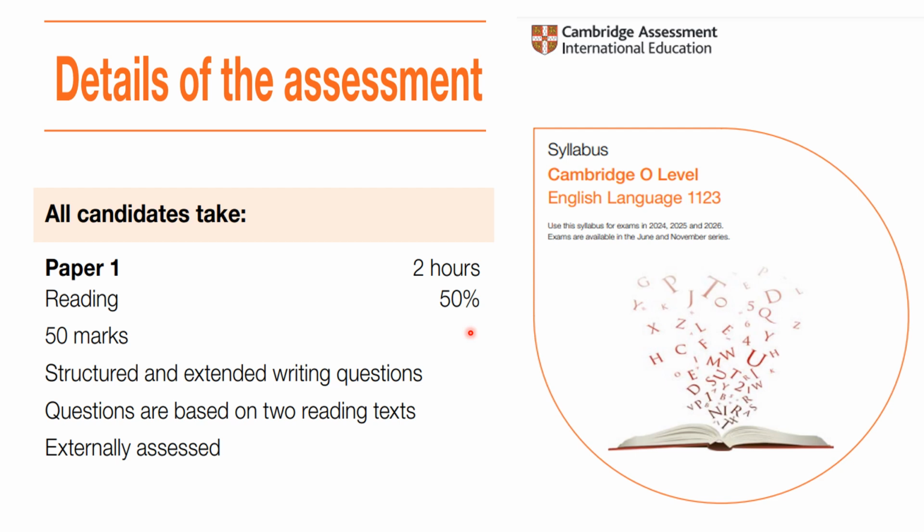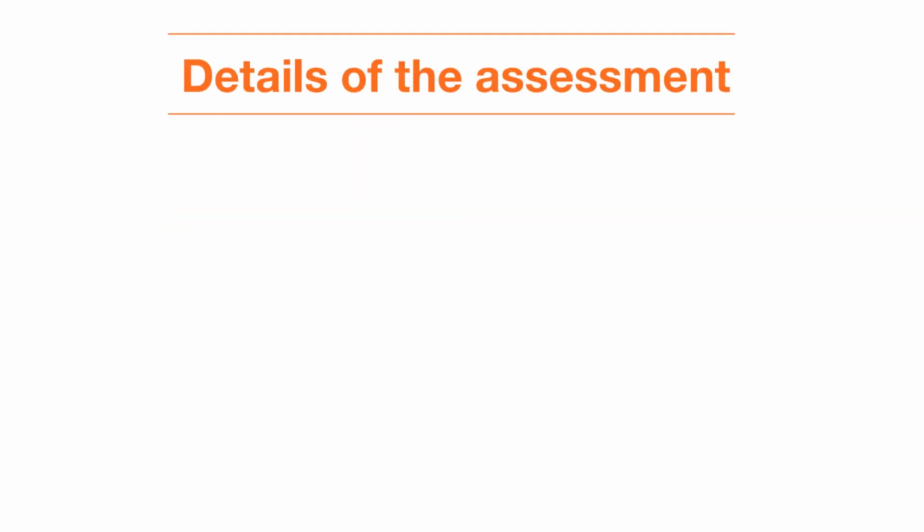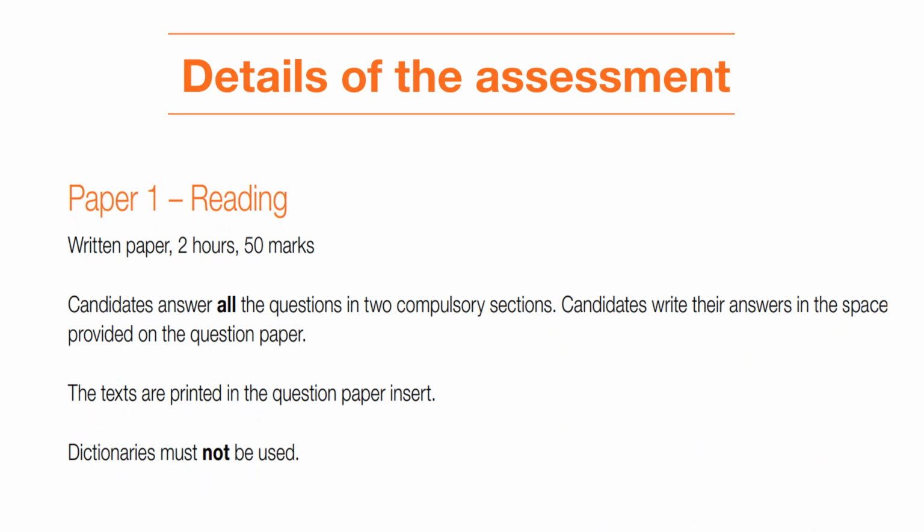So now both papers, reading and writing, share the same weightage. So it has structured and extended writing questions. Questions are actually based on 2 reading texts and it is externally assessed. Now when we look at the details of assessment, we find that the reading paper has 2 hours time, which I have already told you, and the 50 marks are allotted to it. Now here candidates answer all the questions.